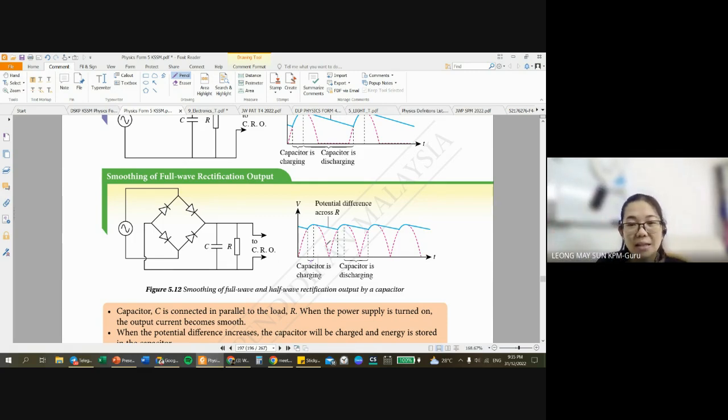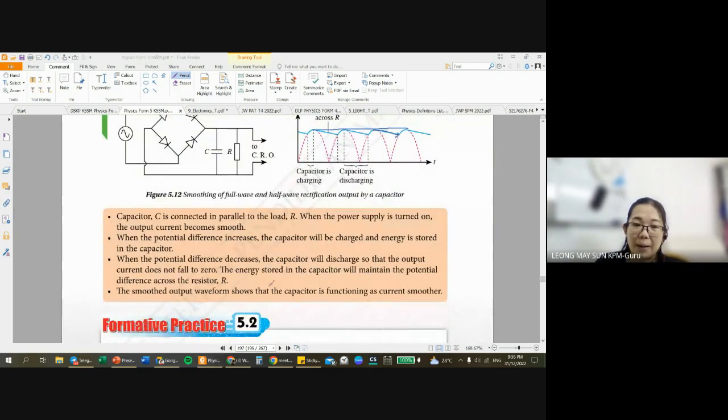So that's the reason why nowadays when we look at our laptops and our TVs, they're always on. You don't see them flicker. Why? The capacitor actually tries to let this become a straight line instead. The going downward part is not so obvious anymore. So that is actually the function of the capacitor.